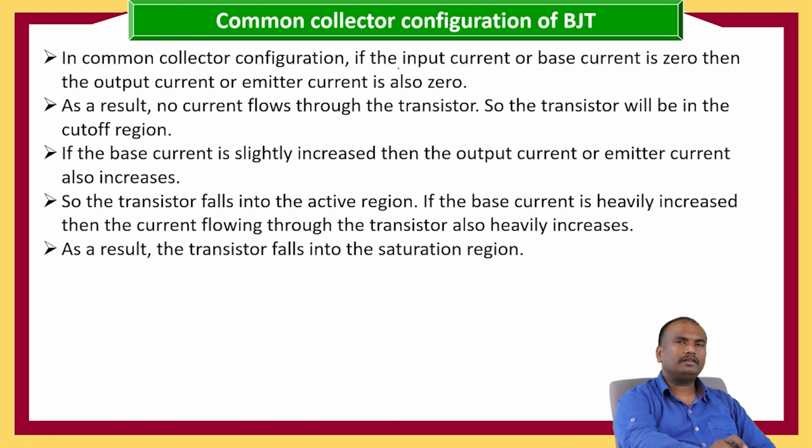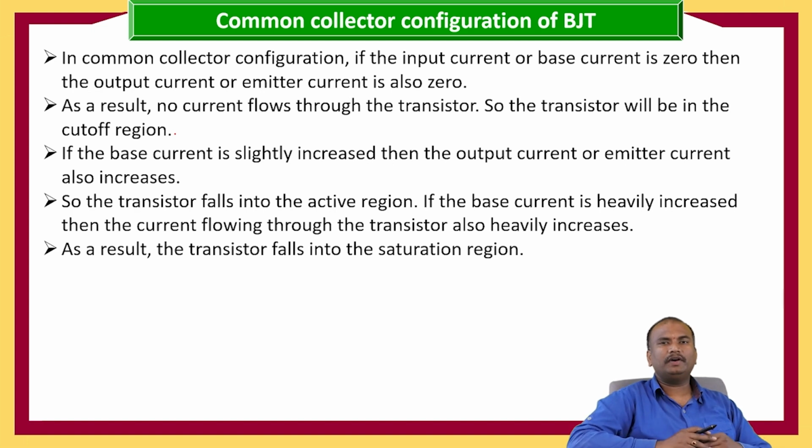In common collector configuration, if the input or base current is 0, then the output current is also 0. As a result, no current flows through the transistor. So transistor will be in the cutoff region. When there is no base current in the transistor, there is no output current or no current flows through the transistor. So that region is called cutoff region.